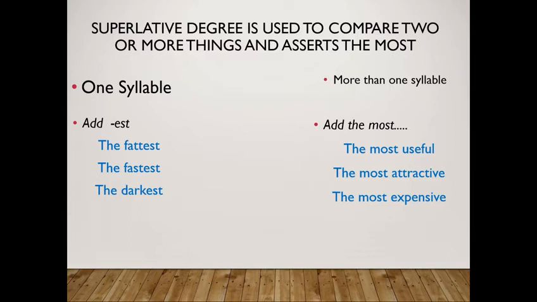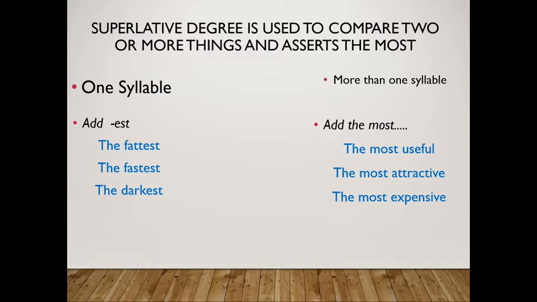Fat, one syllable, and then we can change it into the superlative degree, the fattest. Fast, one syllable. If you want to change it into the superlative degree, it becomes the fastest. Dark, one syllable, becomes the darkest.